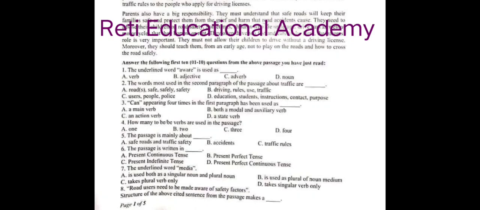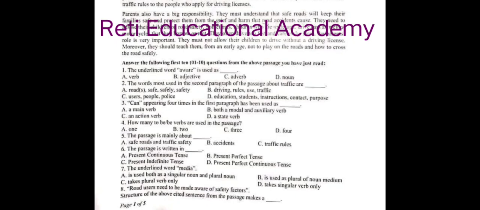Question number 3. Can, appearing 4 times in the first paragraph, has been used as A. Main verb. B. Both a modal verb and auxiliary verb. C. An action verb. D. A state verb. And the correct answer is B. Both a modal verb and auxiliary verb. Question number 4. How many to be verbs are used in the passage? A. 1, B. 2, C. 3, D. 4. And the correct answer is B, 2.